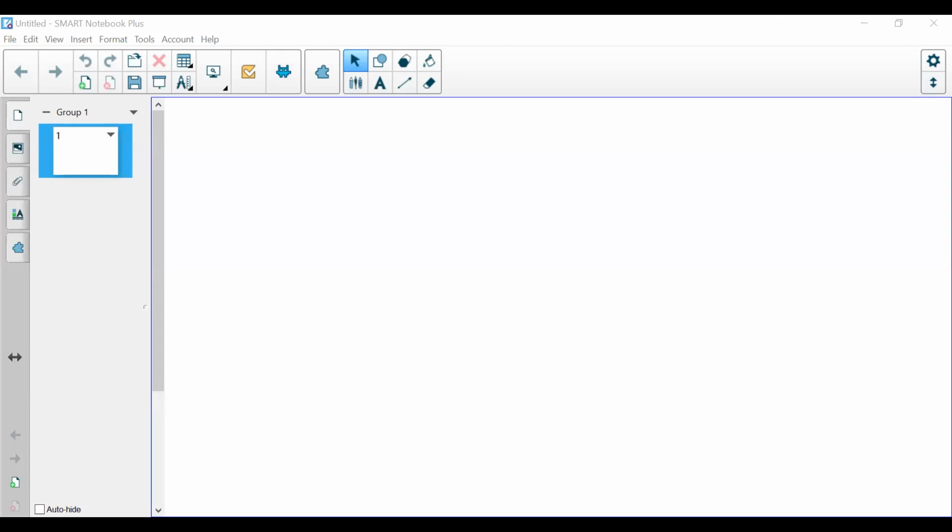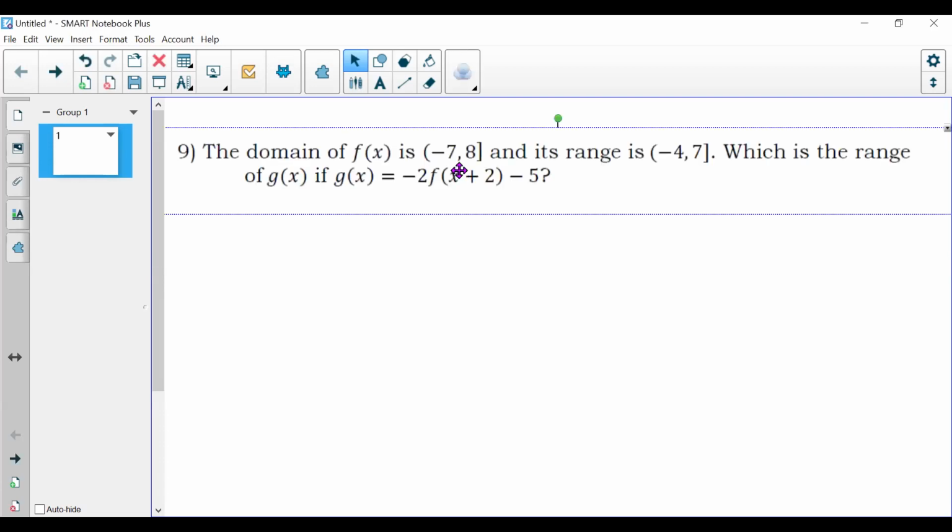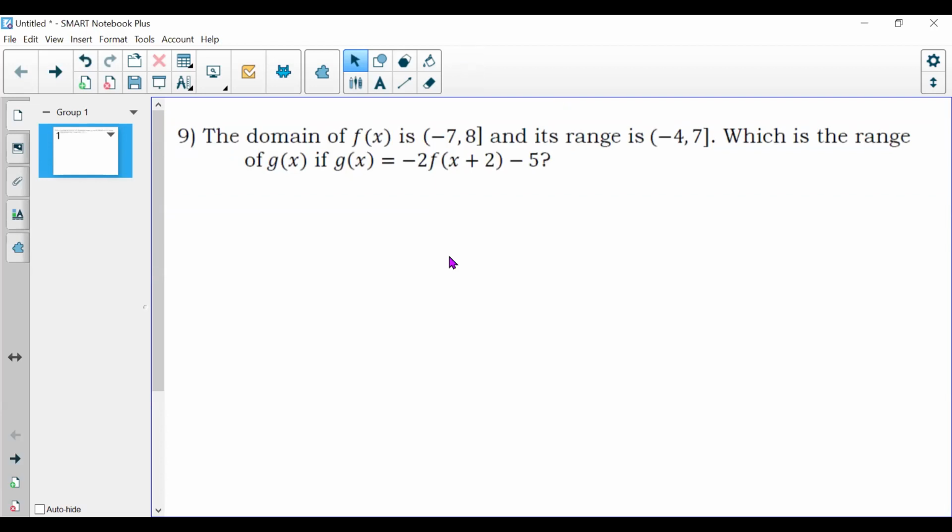Shalish, go ahead. Hi, could you go over number 9 on the final exam review? This one, right? Yes. All right, and Ashika, please put your first name, last name, and your KDISD number in your name.